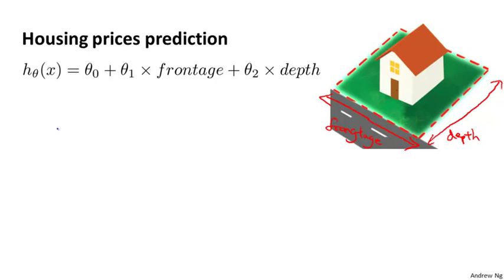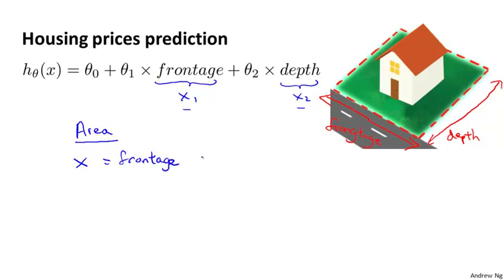You might build a linear regression model like this, where frontage is your first feature x1 and depth is your second feature x2. But when you're applying linear regression, you don't necessarily have to use just the features x1 and x2 that you're given. What you can do is actually create new features by yourself. So if I want to predict the price of a house, what I might do instead is decide that what really determines the size of a house is the area, really the land area that I own. So I might create a new feature, and just call this feature x, which is frontage times depth. This is a multiplication symbol, right?